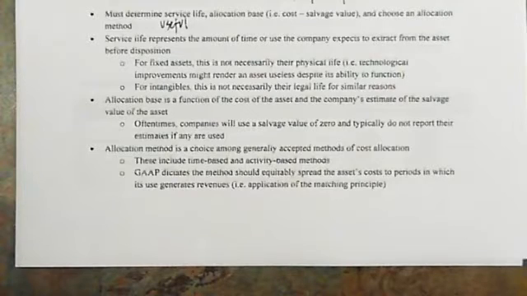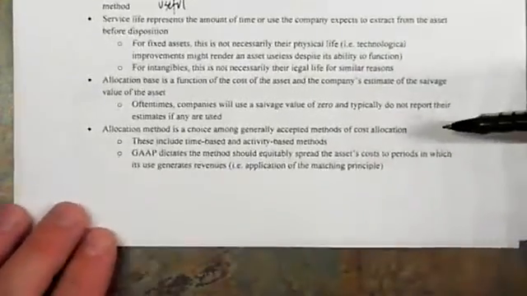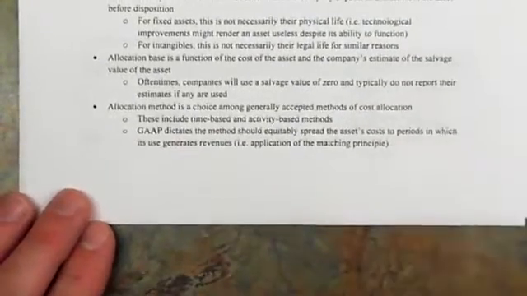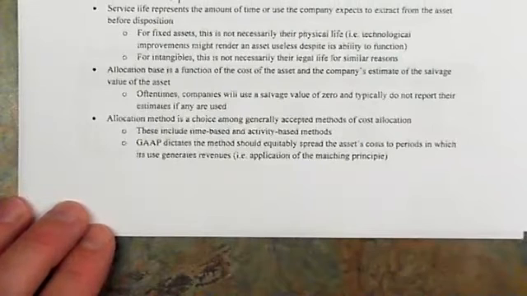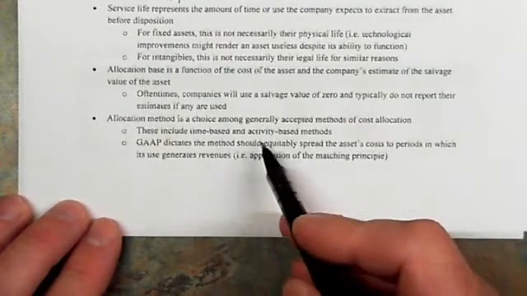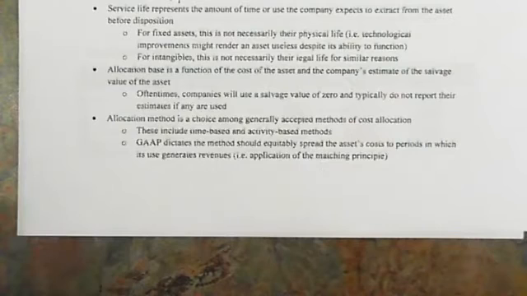Because if they really felt it was crucial to know this stuff, if it was relevant to investor and creditor decisions, then they would force disclosure of these items. Allocation method is a choice among generally accepted accounting principles. These include time-based and activity-based models. I will cover 4 of them. There are more than that, just a smattering of different ones.